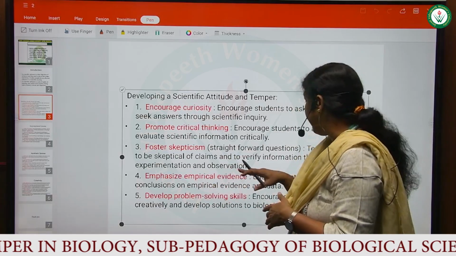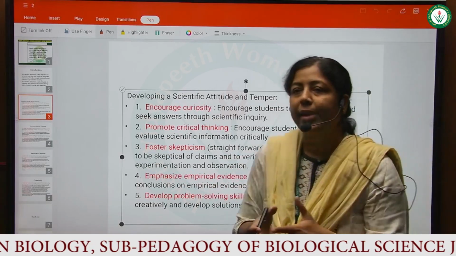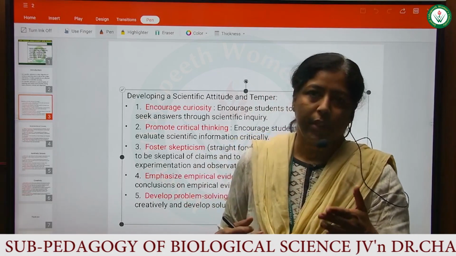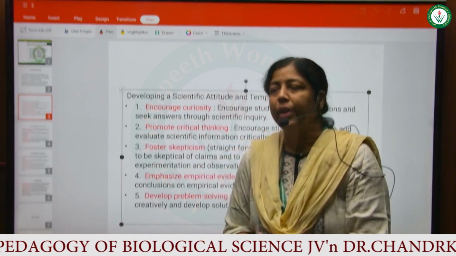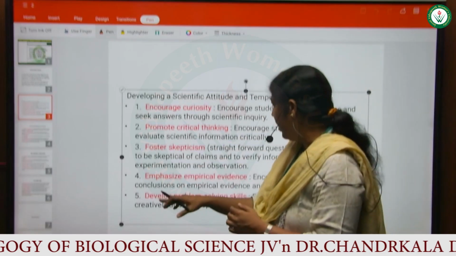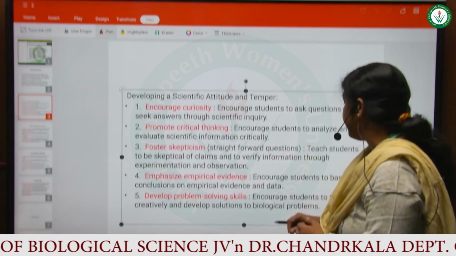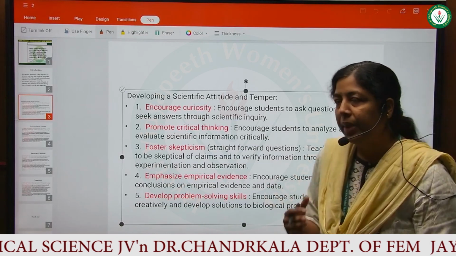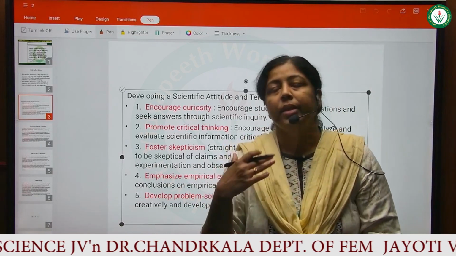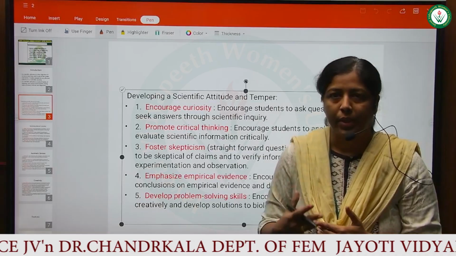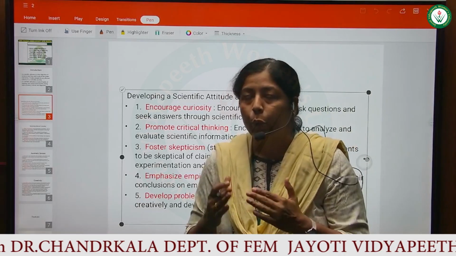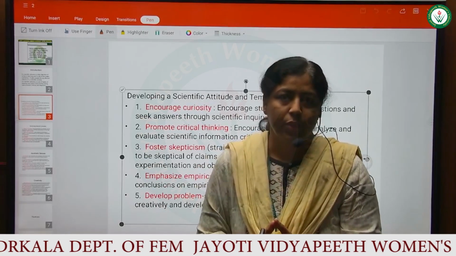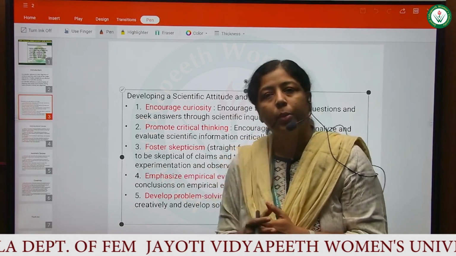Emphasizing empirical evidence: based on the experiment and analysis, data can be generated out of that. Okay, so we can encourage the students to do so. Developing problem-solving skills, so encouraging students to think creatively and develop solutions. They have a number of problems in the scientific field, so how to solve them, what are the different possibilities they can use to solve that particular problem.